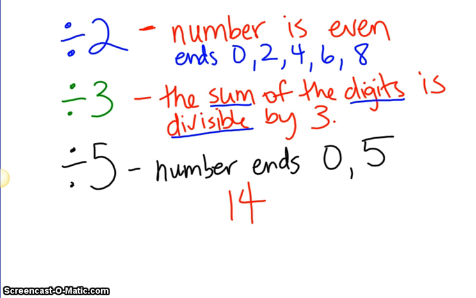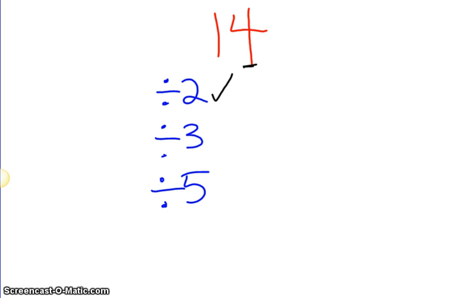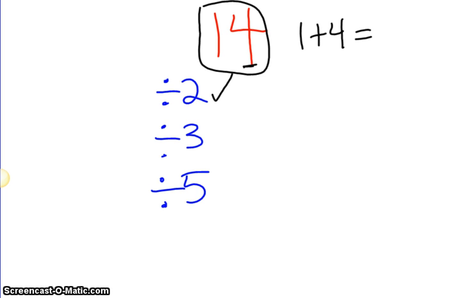So I put a check mark by the 2. Then I go back and I look at my divisible by 3 rule. Divisible by 3 says the sum of the digits is divisible by 3. Sum of the digits. So I take this number 14 and I add the digits. 1 plus 4 is 5. Well, is 5 divisible by 3? No, 3 can't go into 5. 3, 6, 9. No, it does not go into 5. So it is not divisible by 3.